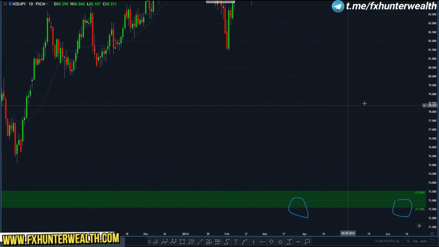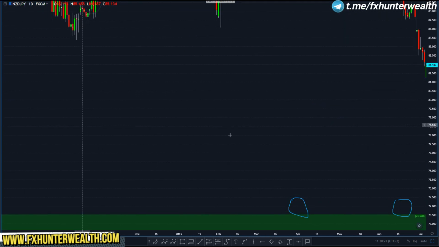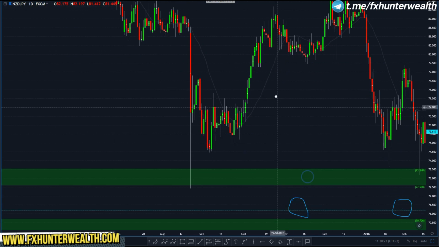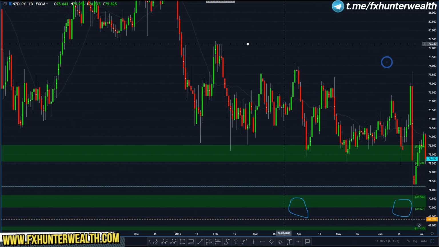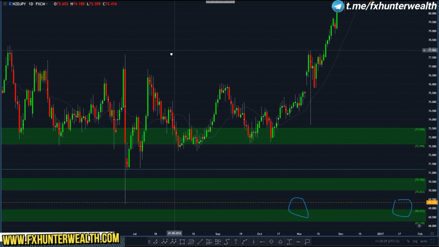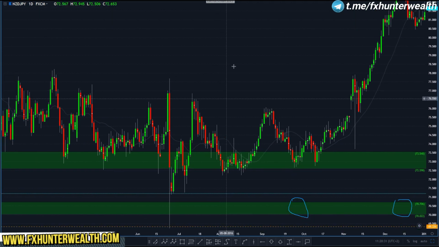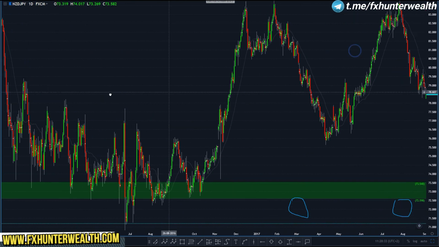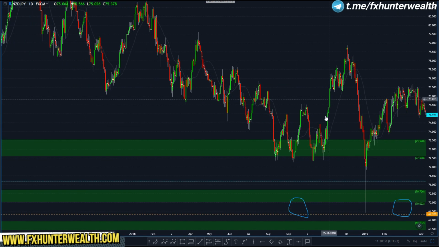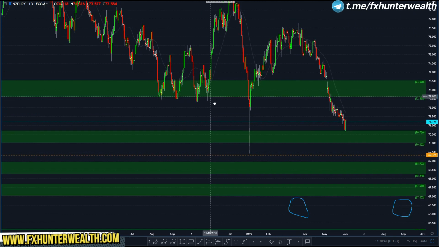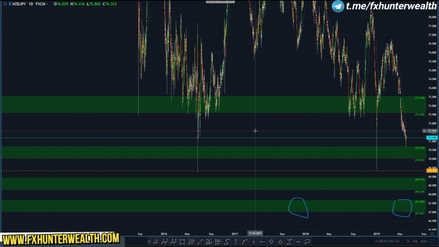The next one what I want to draw is not much, because here a lot of things were cleared out by these moves. So what I will be looking for is what was going on down here. You can see a lot of these levels are already out.